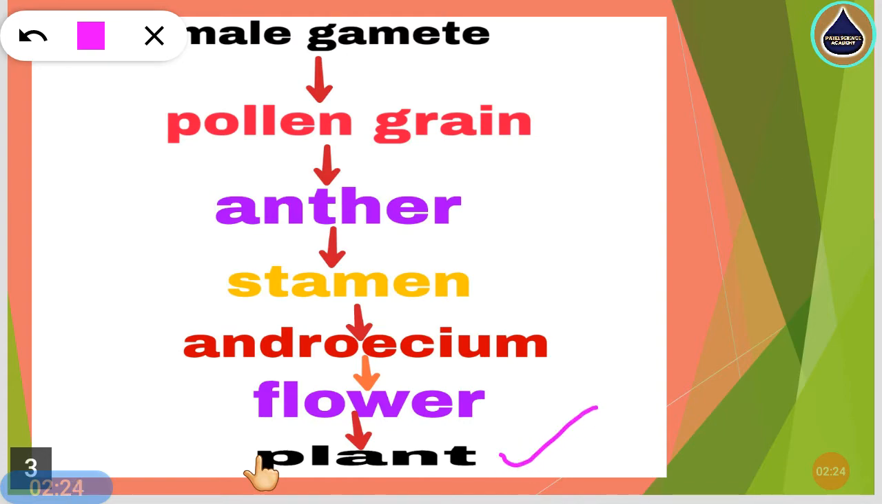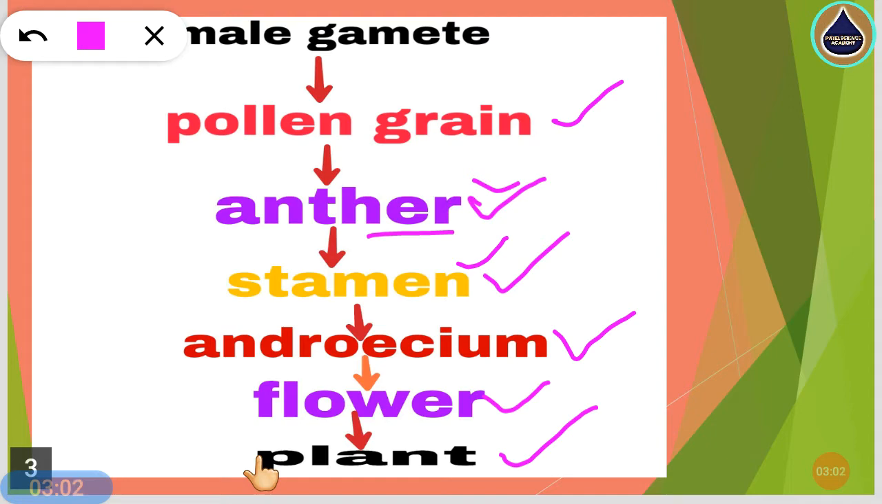So the plant body is there. In the plant there is a flower. In the flower there is a male reproductive part that is called the androecium, and the single unit of the androecium is called the stamen. The stamen possesses three parts. The uppermost part of the stamen is called the anther, and then the filament, and the connective is also there. So the anther is part of this stamen, and the pollen grain is found in the anther, and in the pollen grain the formation of the male gamete takes place.